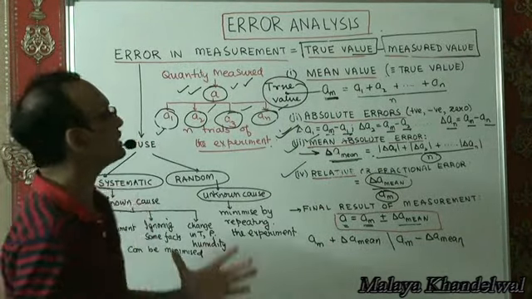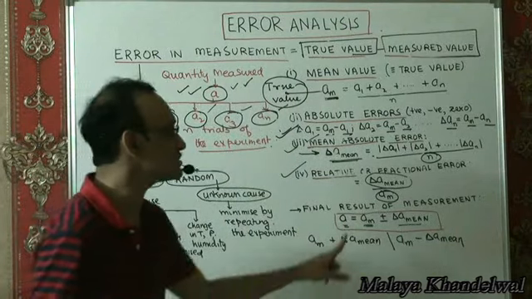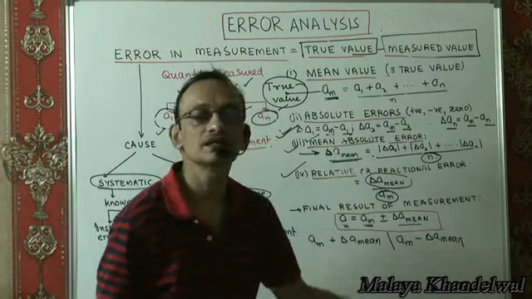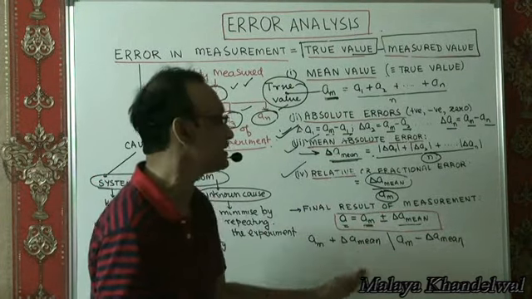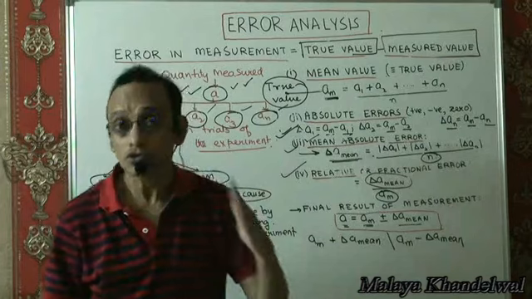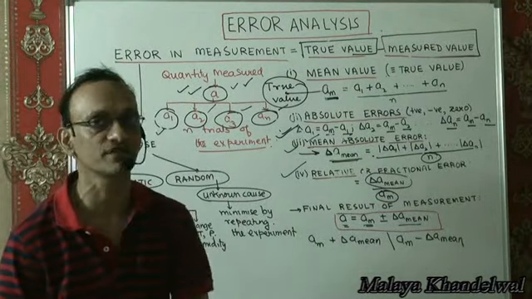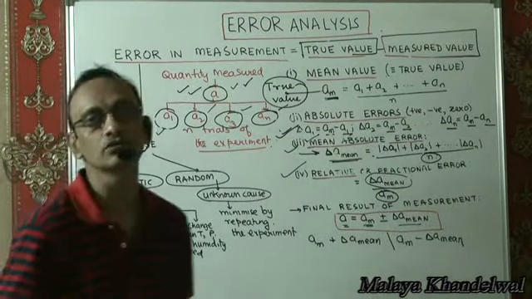And then finally the quantity A that we are trying to measure is written as Am plus minus delta A mean. That means A is likely to lie between Am plus delta A mean and Am minus delta A mean. So this is some basic jargon associated with error analysis, and you must take notice of all of this.